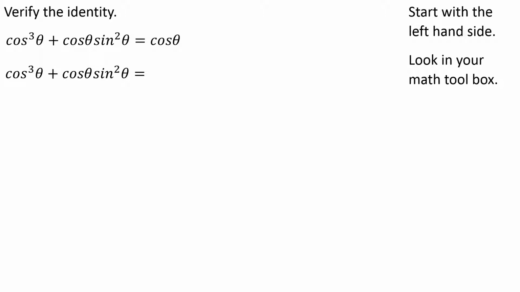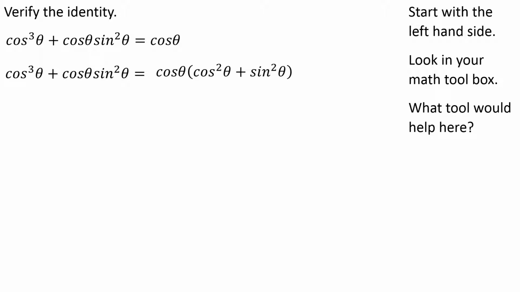I see a common factor. I saw that there was a common factor of cosine theta. Cosine theta times cosine squared theta gets me cosine to the 3rd power theta. And then cosine theta times sine squared theta is the same as cosine theta sine squared theta. So I factor out the common factor.